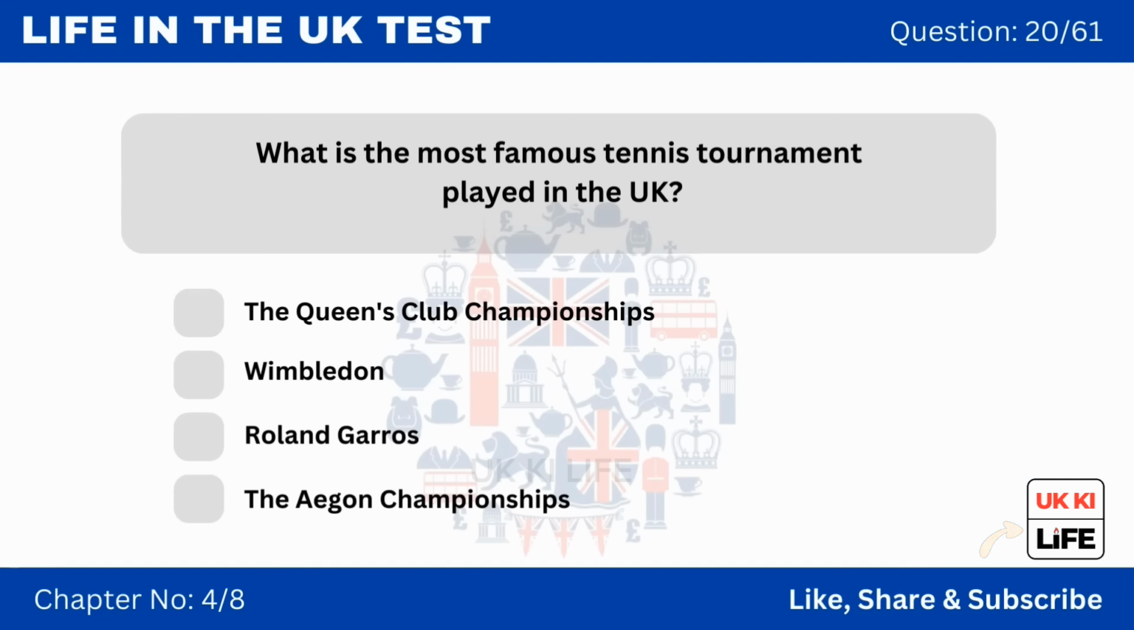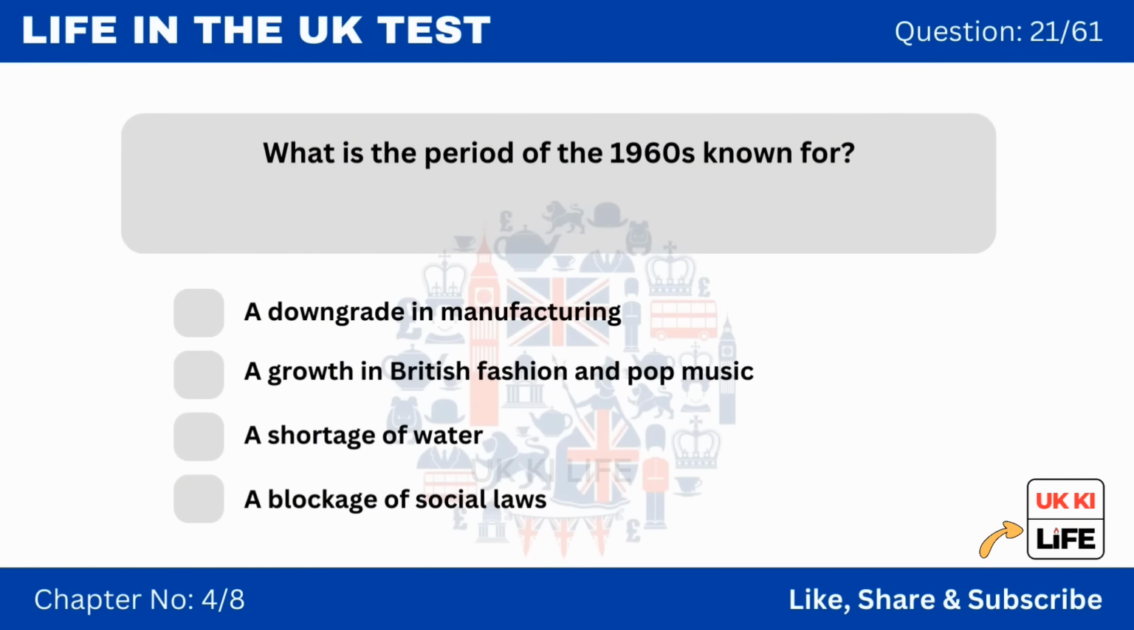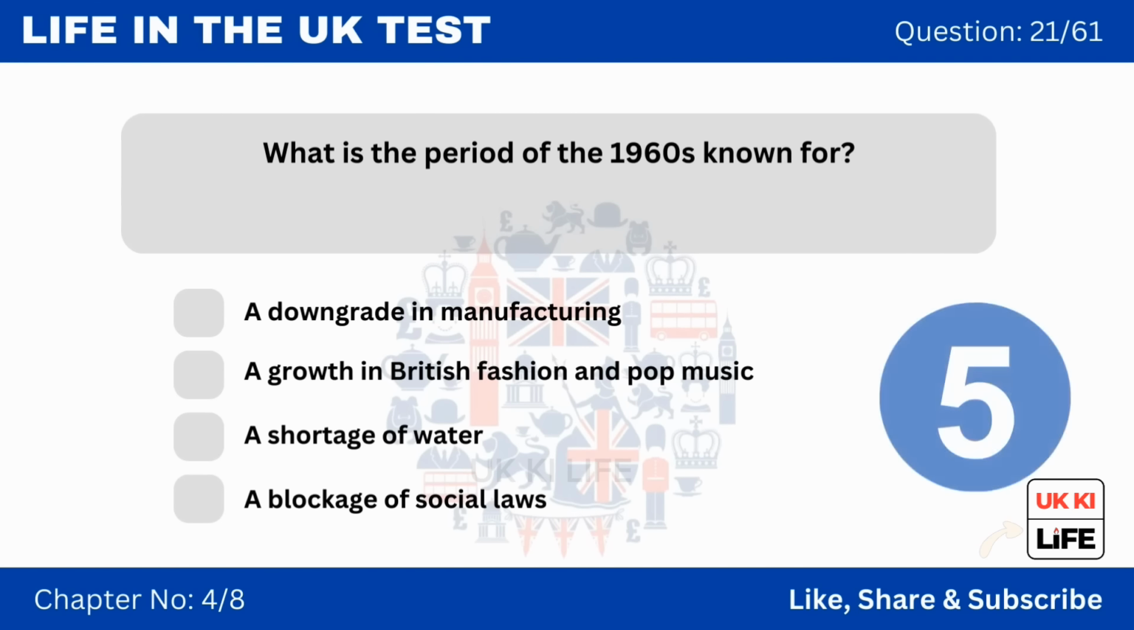The correct option is B. Explanation. The most famous tournament hosted in Britain is the Wimbledon Championships, which takes place each year at the All England Lawn Tennis and Croquet Club. Question 21. What is the period of the 1960s known for? A downgrade in manufacturing, a growth in British fashion and pop music, a shortage of water, a blockage of social laws.